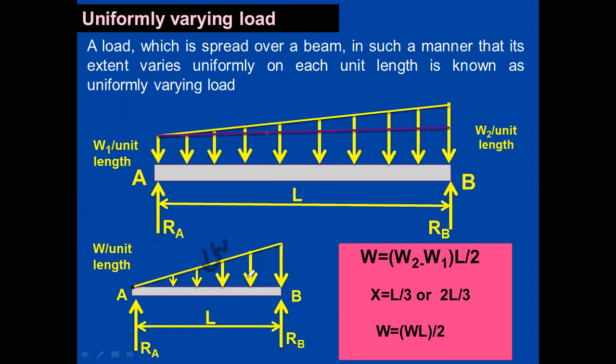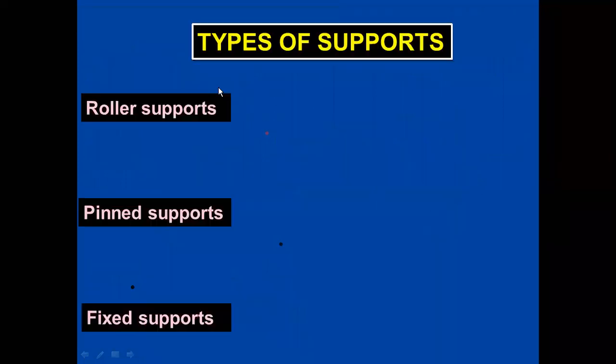When a uniformly varying load starts with 0 intensity and goes to some intensity W, that type of load is called a triangular load, and it will be converted to a point load by using the intensity W into the span L, that is WL by 2. When you convert it, it will act at L by 3 from the base and 2L by 3 from the apex point. So now we have talked about the different types of load.